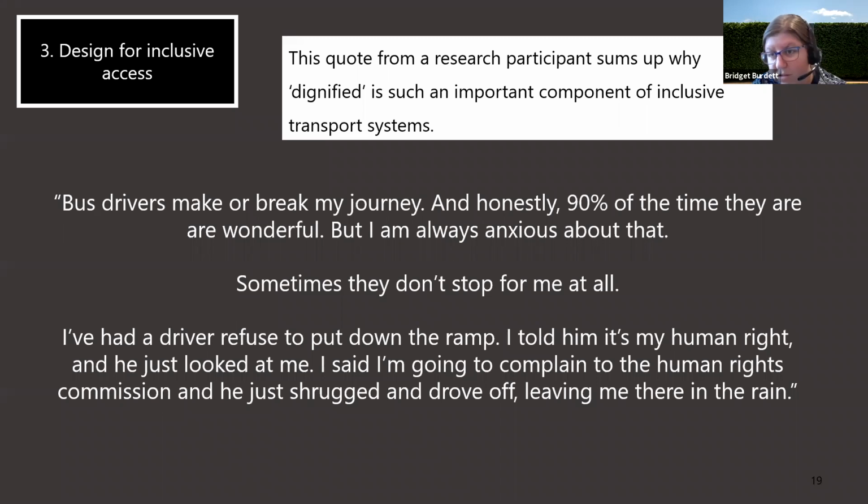So I'm not blaming bus drivers. I don't think it's just a matter of training. It's valuing everyone in that system and seeing how equipped they are to provide a dignified service.